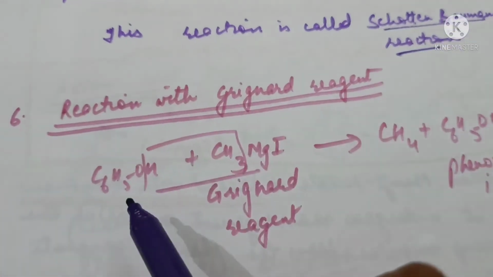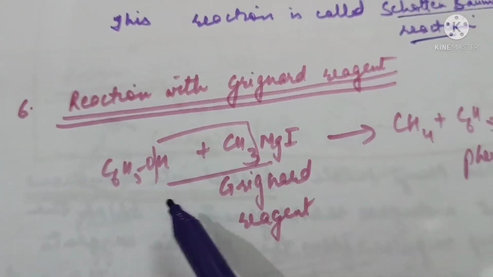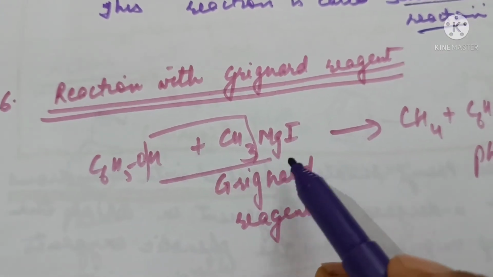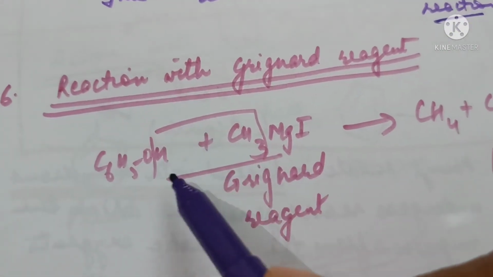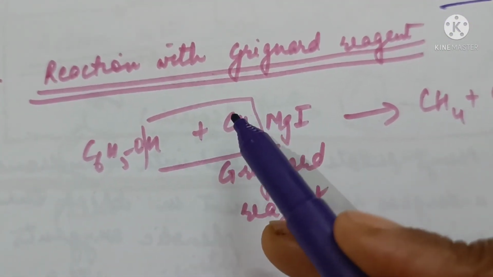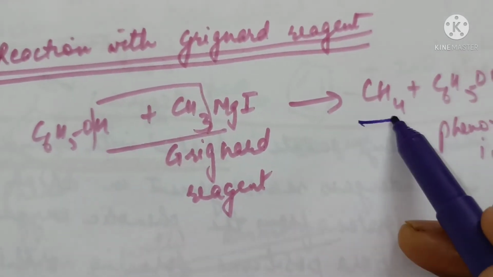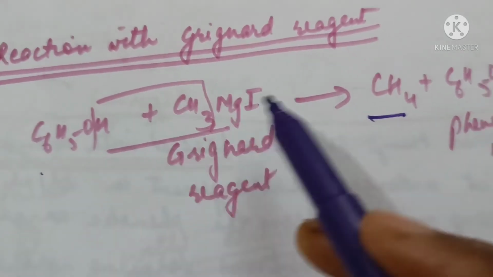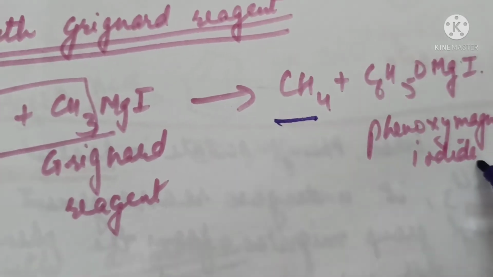And like with alcohols, phenols also react with Grignard reagent, give H to the alkyl group of the Grignard reagent to form the respective alkane, and phenoxymagnesium halide will be formed.